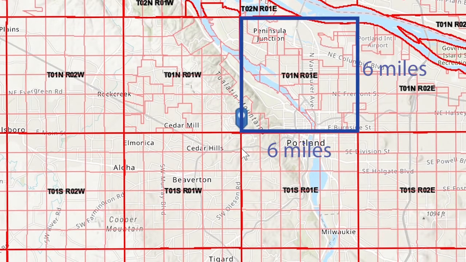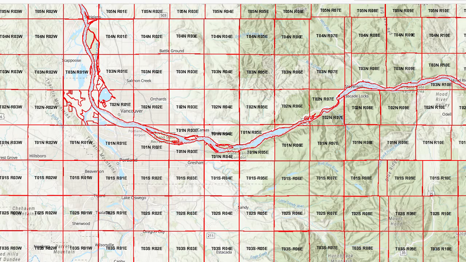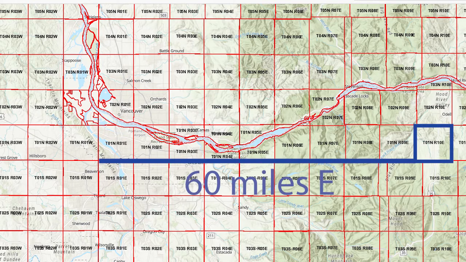So if we go up to Township 1, Range 1, we're 6 miles up and 6 miles over. We're in that square, which represents that section of land. If we were at Range 10 East, we would be in the square that is 60 miles east of that meridian.